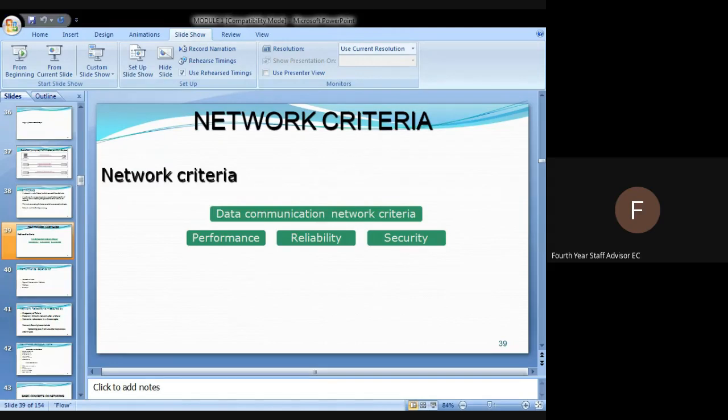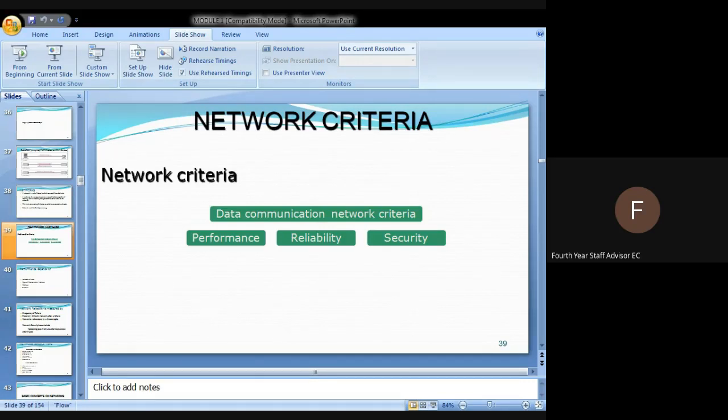Now, what about performance? Performance can be measured in many ways. That includes the transit time as well as the response time. What do you mean by transit time? Transit time is the amount of time required for a message to reach the destination, from sender to receiver. That is called the transit time.